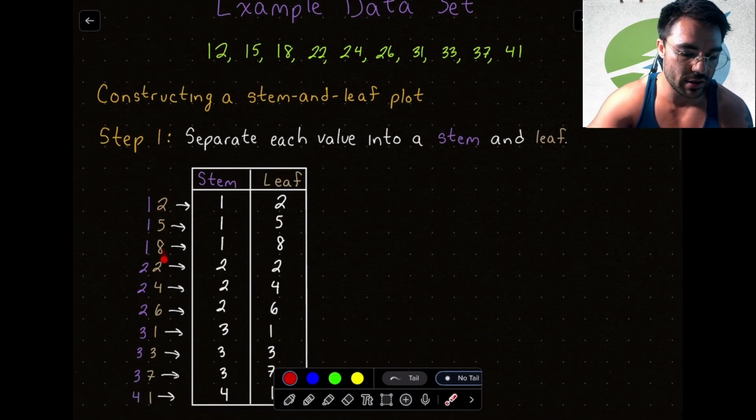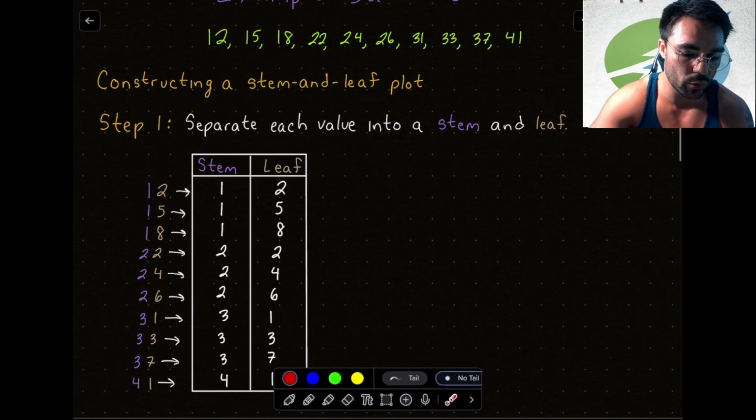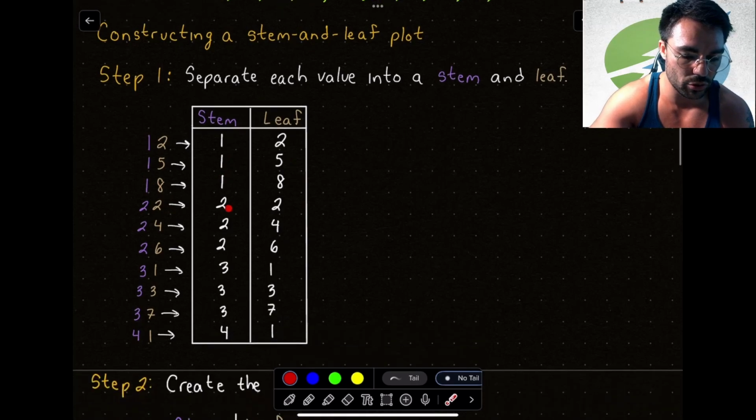So here are our values. I tried to color code what's going to be the stem and what's going to be the leaf. For 12, the tens place, the 1, is the stem, and the ones place, the 2, is the leaf. And same for the red. 15: 1, 5. 18: 1, 8. 22: 2, 2. 24: 2, 4. 26: 2, 6. 31: 3, 1. 33: 3, 3. 37: 3, 7. And 41: 4, 1. All right.